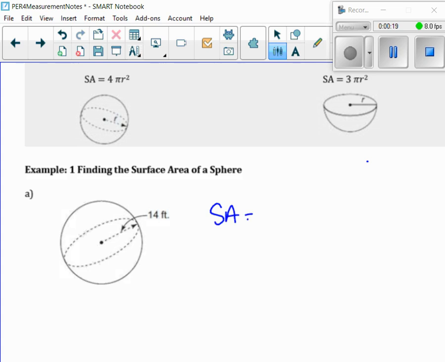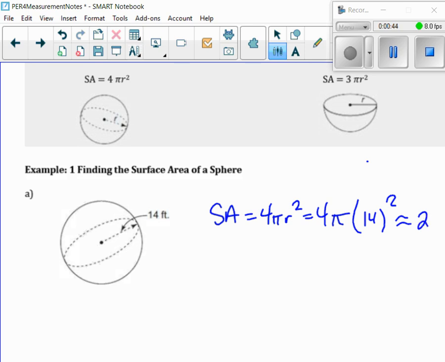Surface area is 4 pi r squared, so this would be 4 times pi times 14 squared. And then we just punch it into our calculator. We're going to round to the nearest tenth. Everybody got their calculator out? And what is my units going to be stated in? Square feet, yeah.